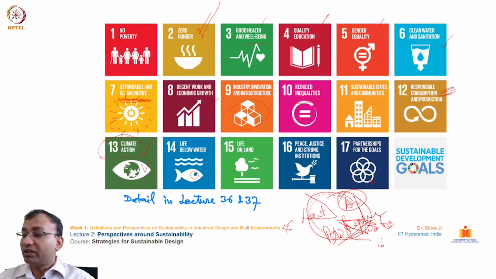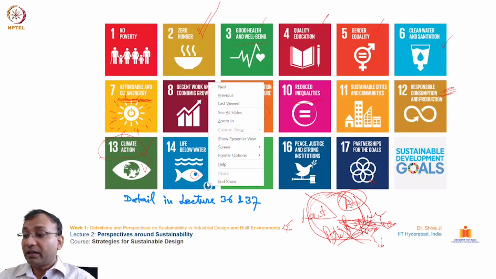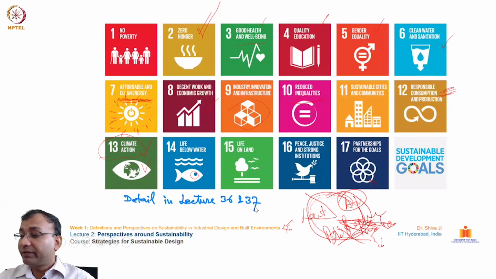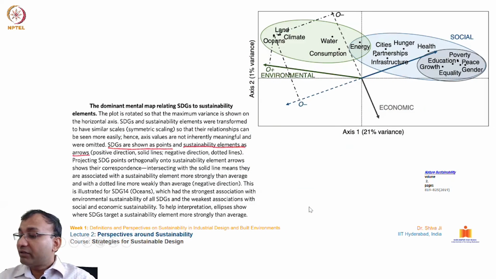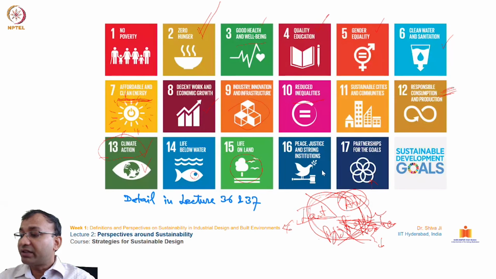So we must protect these elements, even in the water, to keep alive the different aquatic forms which cannot come and claim their rights in front of us. The 15th one talks about life on land. Of course life on land is also very important. We talked about it in these two over here. And the 16th one is peace, justice and strong institutions.